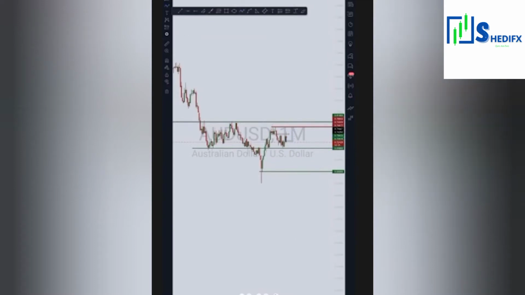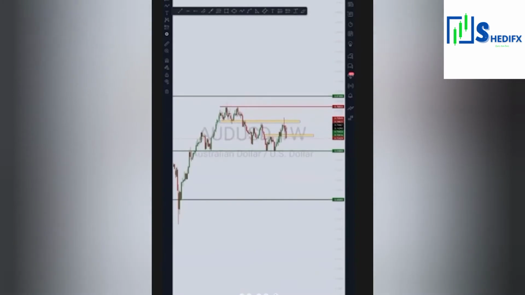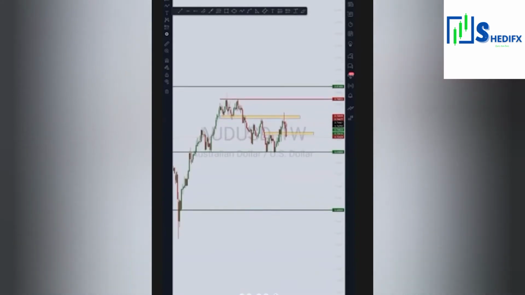So let's go to our weekly time frame. Here you can see the area that is there. The area broke on the weekly time frame. Now we broke it. We broke this area on the weekly time frame. This is a zone. We broke it on the weekly time frame. So we should actually anticipate a pullback.